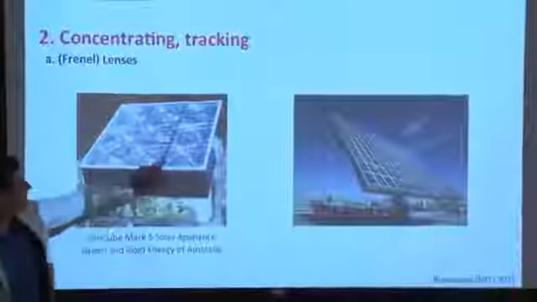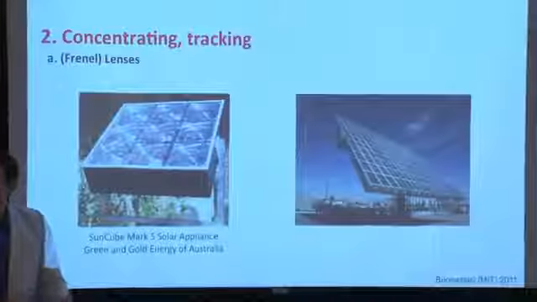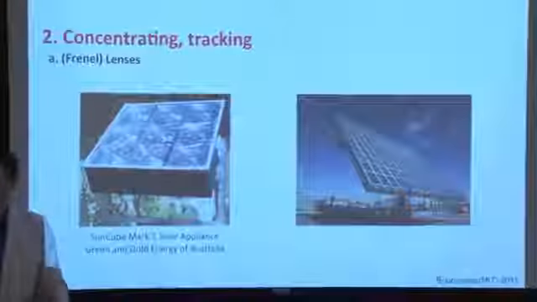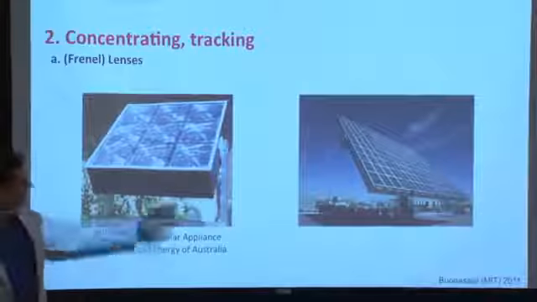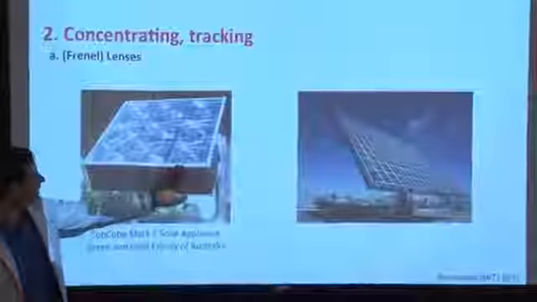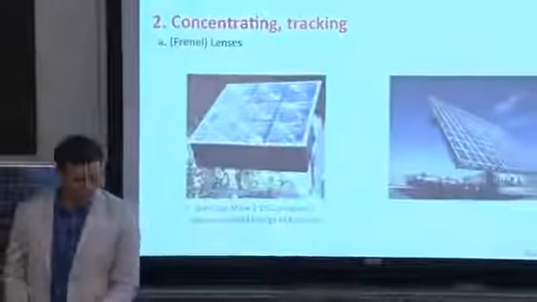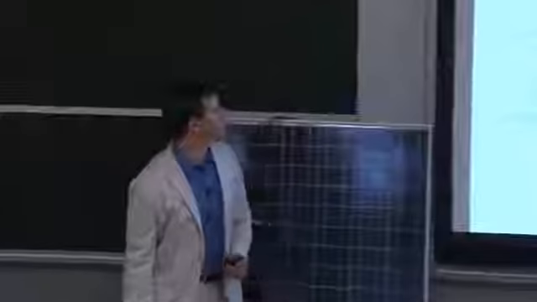Here's a closer look at some of the Fresnel lenses that are used to concentrate the light down on some cheap cheap magnifying glasses to also use Fresnel lenses. And so this is an example of a low-cost apparatus here to concentrate the sunlight onto your high-efficiency cell.